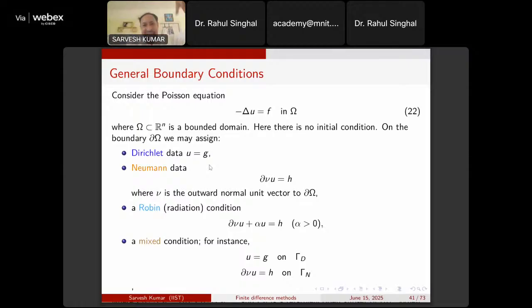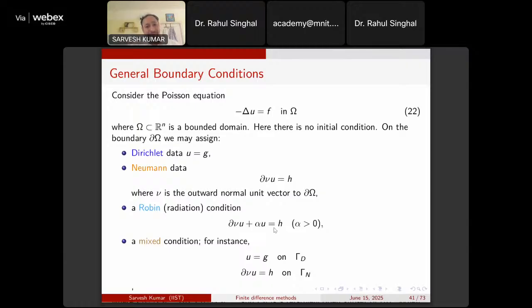Neumann, what? Its derivative is given there, not the u, but the normal derivative of u is given. Then a Robin condition. You have a combination of your Dirichlet data and Neumann data. This is a combination and equal to some h. It could be 0 also. Like the Neumann data you have seen with h is 0, but you can generalize more. It need not be 0.